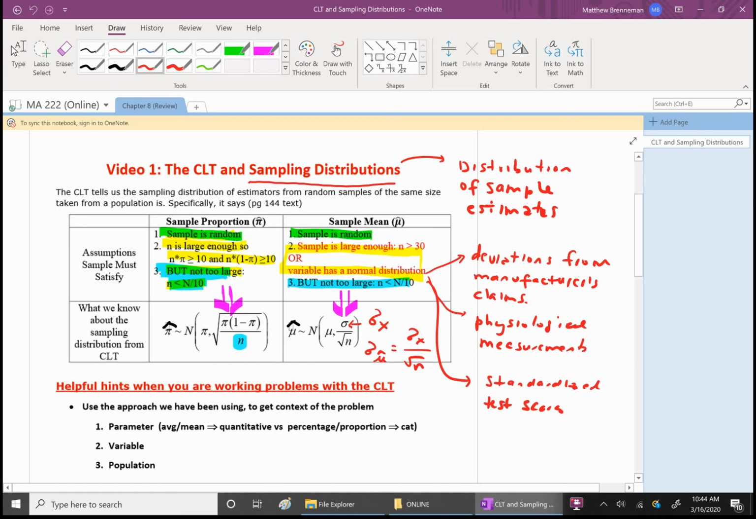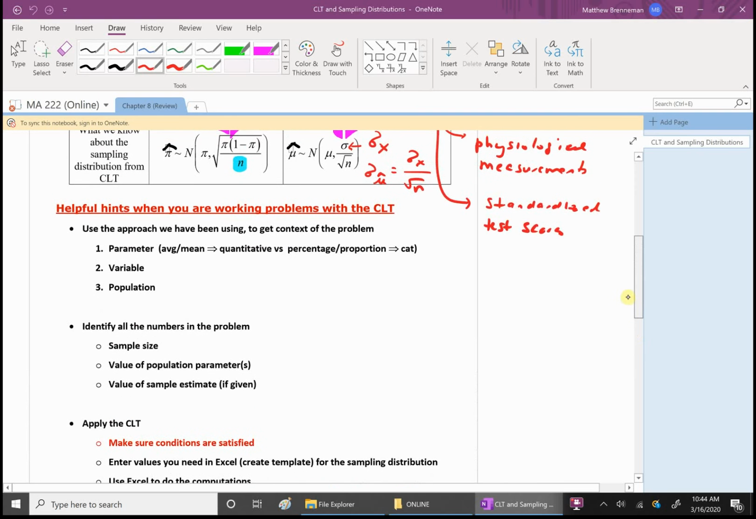And again, the same comments apply to what we said for the sample percentage. As the sample size is getting larger and larger, the standard deviation of the estimates is getting smaller and smaller, which means the estimates are getting more precise and more tightly clustered around mu. Okay, so this is what the central limit theorem is telling us about the sampling distribution.